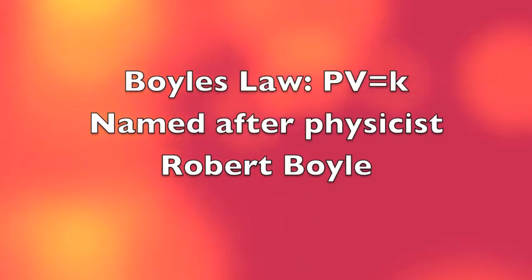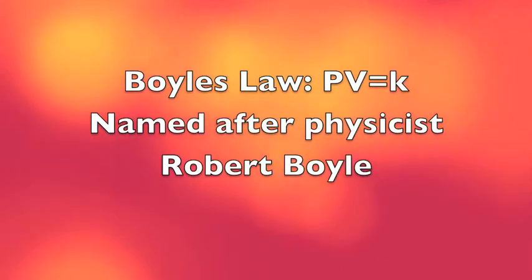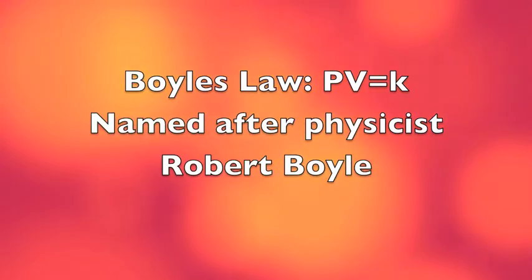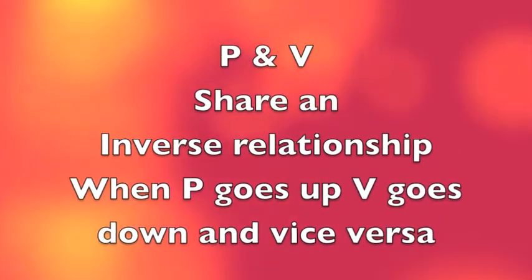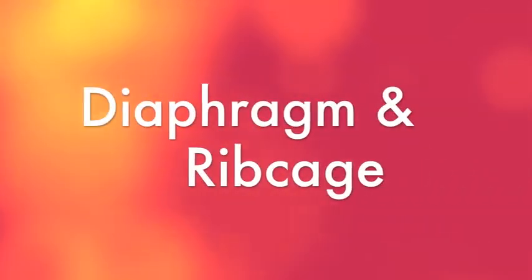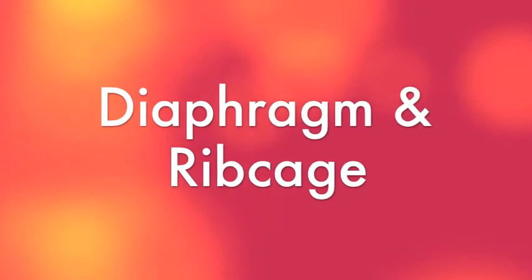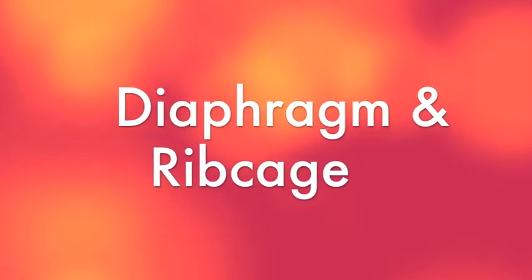Now, Boyle's law is also important when understanding pulmonary ventilation because when a person inhales, the volume in a person's thoracic cavity increases, which causes pressure to decrease as pressure and volume are inversely related to one another. Now, when the body relaxes from inhalation, components such as the diaphragm and the ribcage go back to their original positions, and this is called elastic rebound.